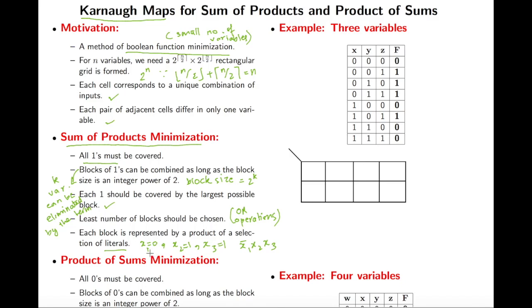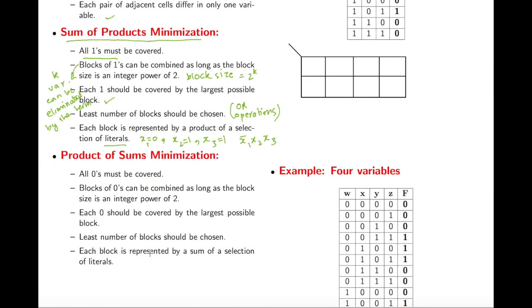For product of sums minimization, we do the mirror image of this. We need to cover all zeros, and blocks of zeros can be combined as long as the block size is an integer power of 2, same as above. Each zero should be covered by the largest possible block, again same as above. The least number of blocks should be chosen. This is due to the AND operation in the end. Each block is represented by a sum of a selection of literals. So for example, if a block is represented by x1 equal to 1, x2 equal to 0, and x3 equal to 1, then we have x1 bar plus x2 plus x3 bar. This is the corresponding term for that block. Why? Because for product of sums we take the complement when we have a 1.